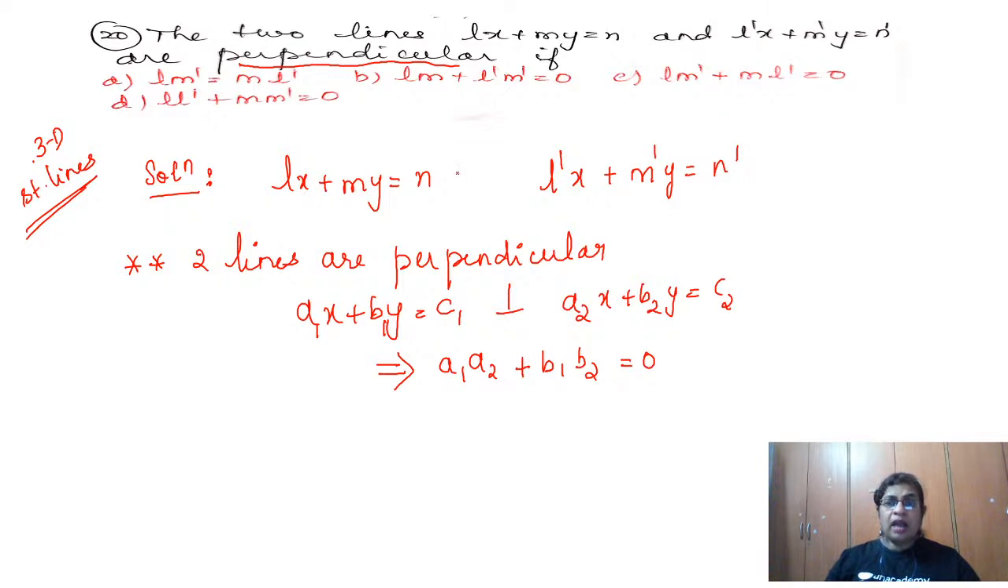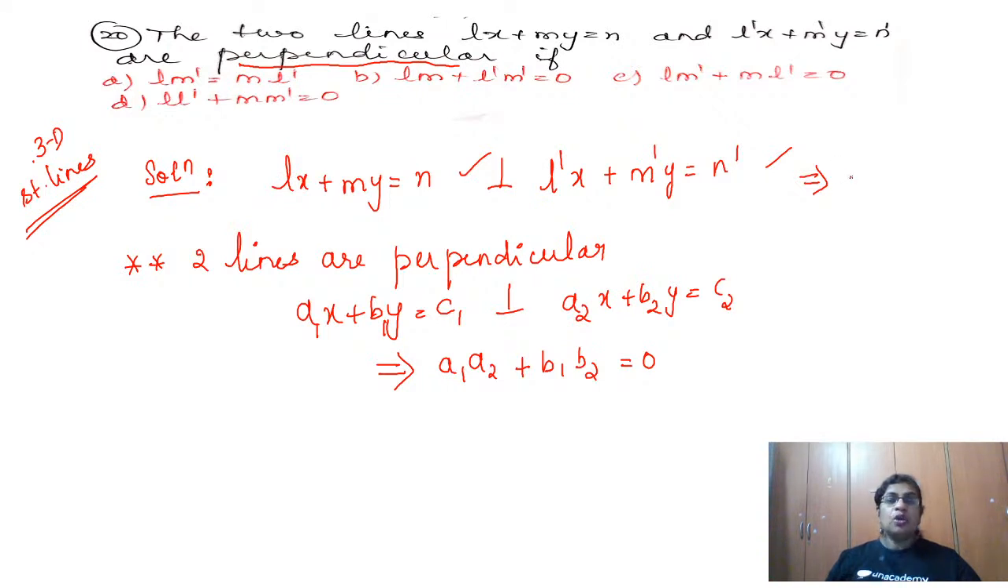So here you have these two lines now. Lx plus my is equal to n, and L dash x plus m dash y is equal to n dash. And also they have told these two lines are perpendicular. So from this, what answer should satisfy? Which option should satisfy? It is L into L dash.